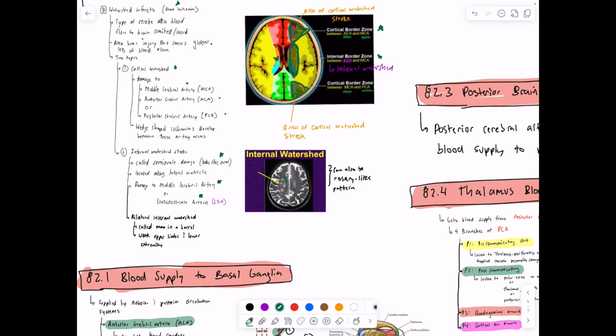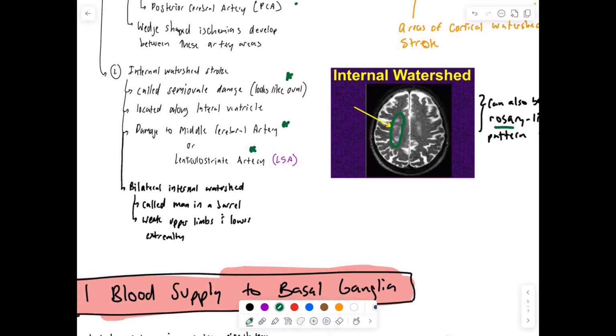We were also told that this is internal watershed, it looks rosemary-like, or rosary-like. I'm not sure I see that. I honestly feel like the word rosary is a little weird. This is someone who's Catholic, what?